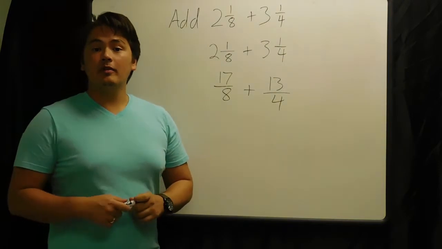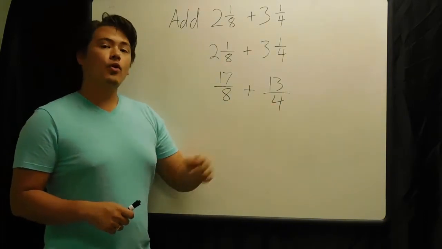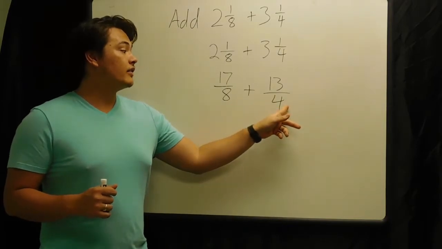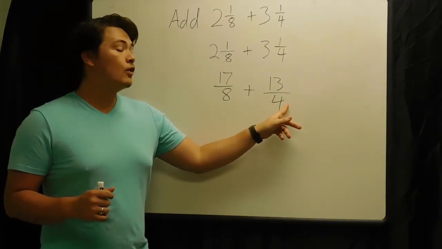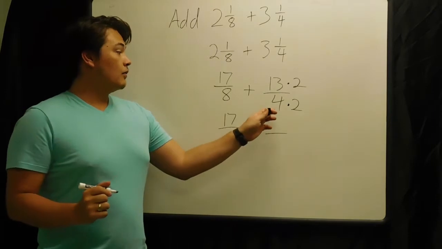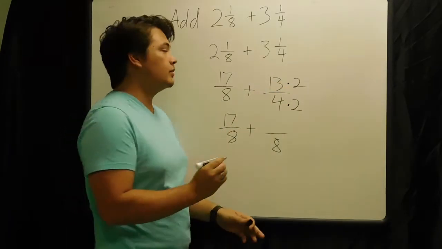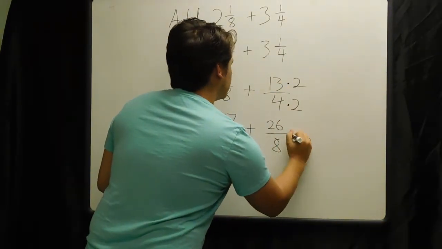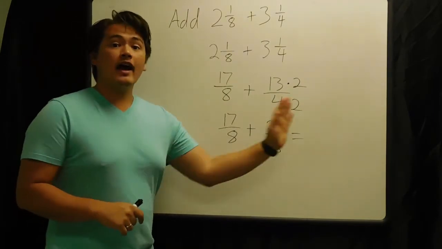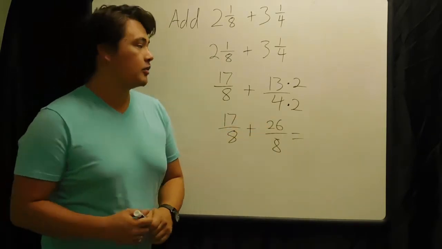The lowest common denominator for these two numbers is 8, because 8 can go into 8 and 4 can go into 8. So I don't need to change this at all, but I need to change this into an 8. So I'm going to multiply 4 by 2, and whatever I do at the bottom, I also have to do at the top. So 4 times 2 gives me 8, and 13 times 2 gives me 26. Now that I have a common denominator, which is 8, I can add across. I can add 17 and 26, and the denominator is still going to stay the same.